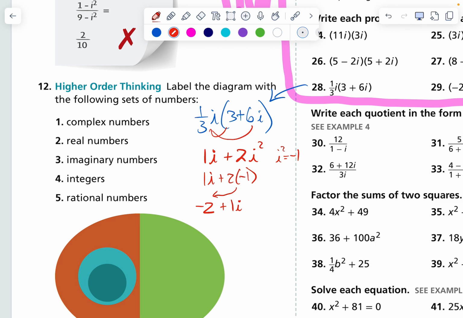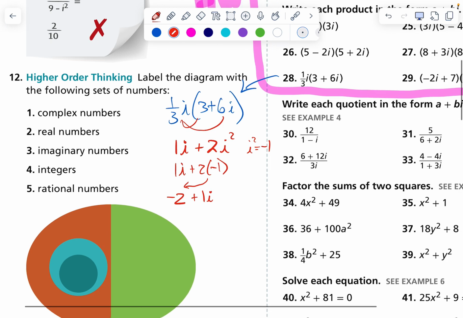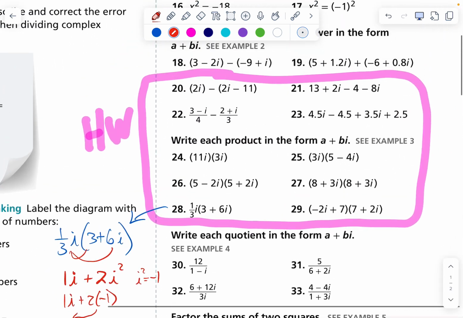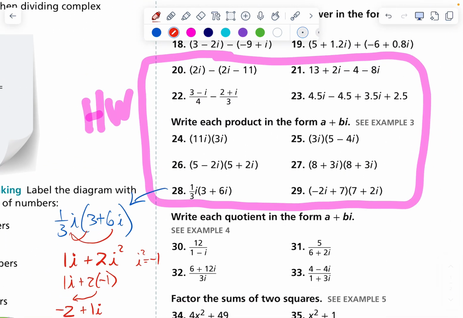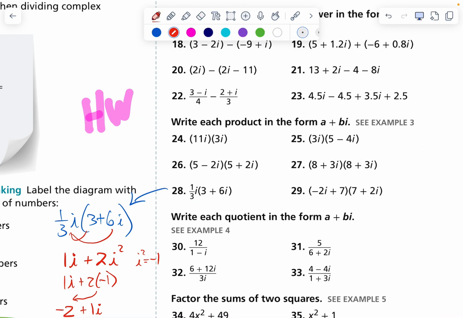Okay, what else? Any others? Number 29, okay. I'm going to get rid of this for a second. Okay, this one is where we're distributing all this stuff.